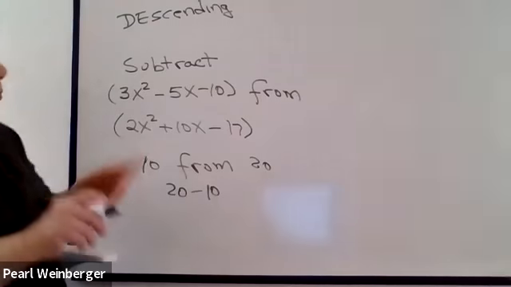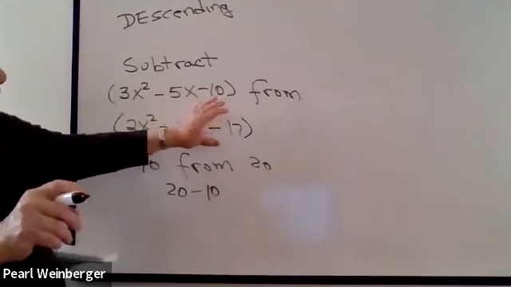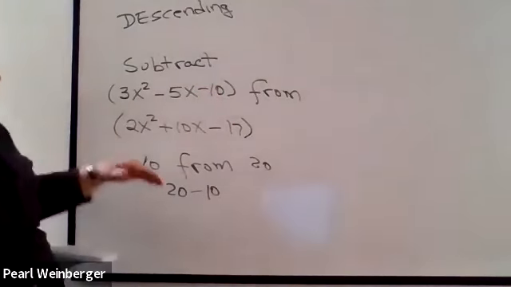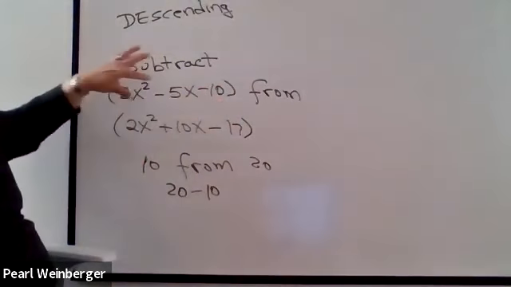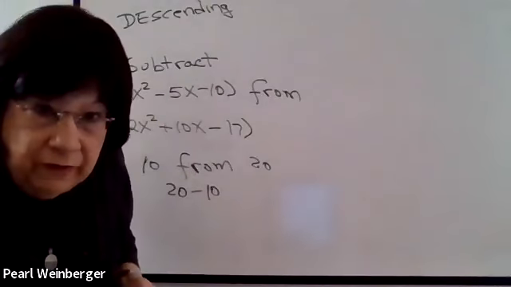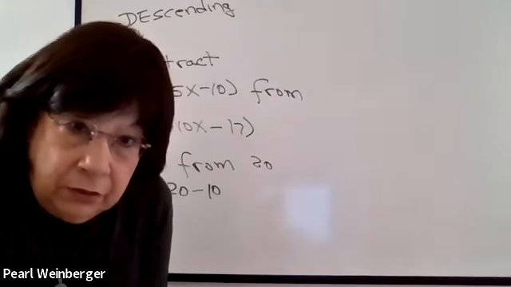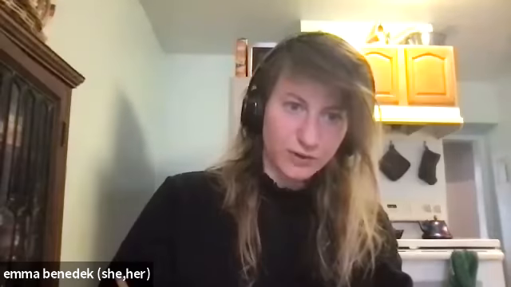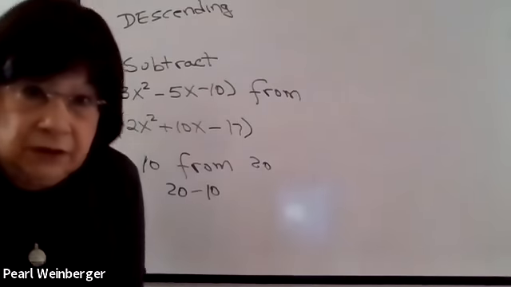So you have to put the 2x squared plus the 10x minus 17 first, because that's after the word from, and the 3x squared minus 5x minus 10 second. Okay, I'm going to give you a couple of seconds to try this. To write it and get the final answer.